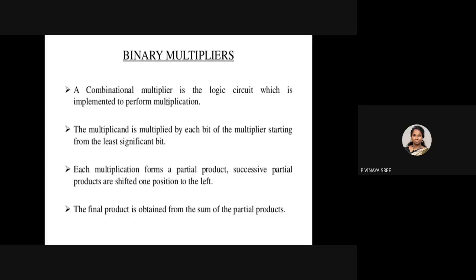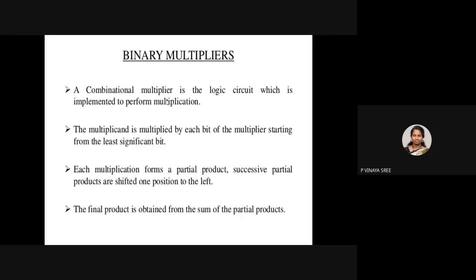Okay, so a binary multiplier is a combinational logic circuit which is implemented to perform multiplication. The multiplicand is multiplied by each bit of the multiplier, starting from the least significant bit. Everyone knows the least significant bit and most significant bit now, right? Each multiplication forms a partial product. Successive partial products are shifted one position to the left.